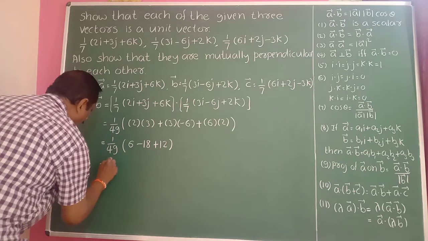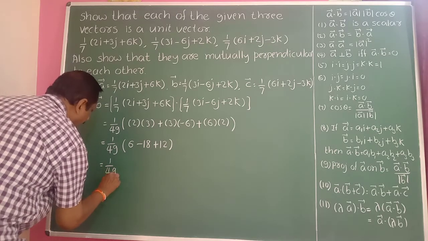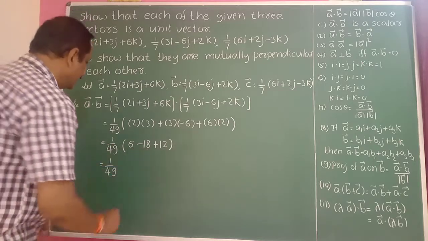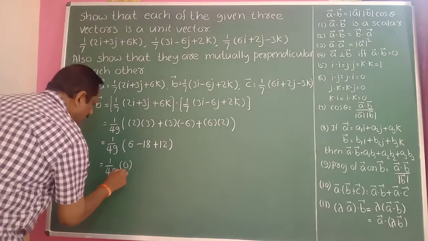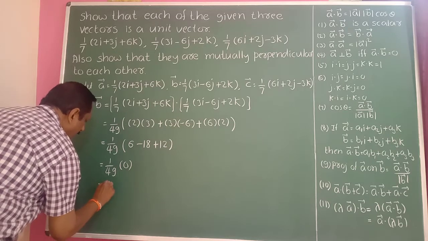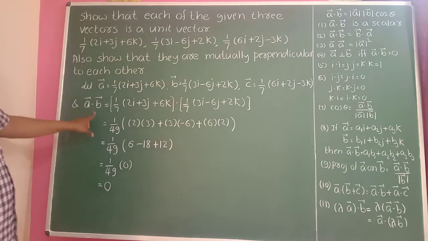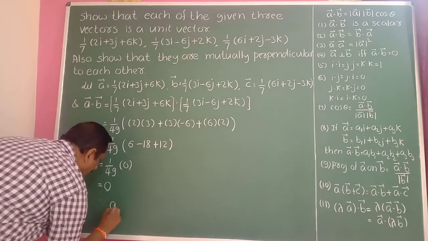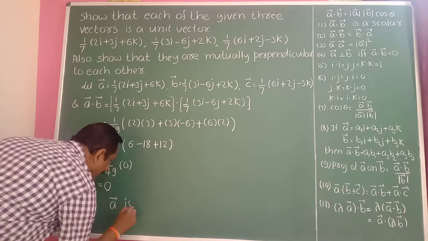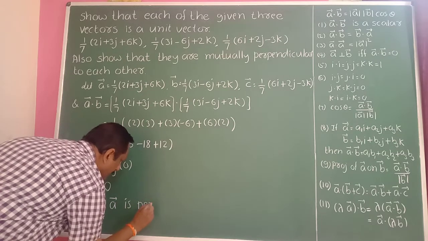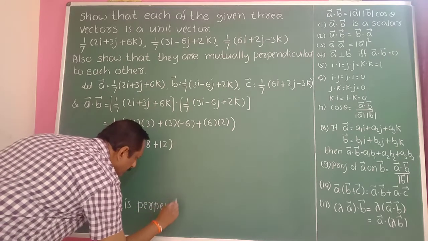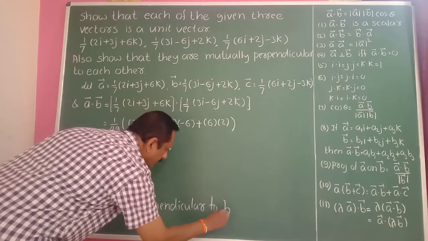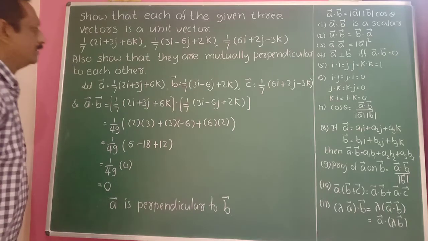Therefore this is equal to 1 divided by 49, here 12 plus 6 becomes 18, 18 minus 18 is 0. So 0 into any term is 0. Yes, a bar dot b bar is equal to 0. Therefore, you can write here a bar is perpendicular to the vector b bar.